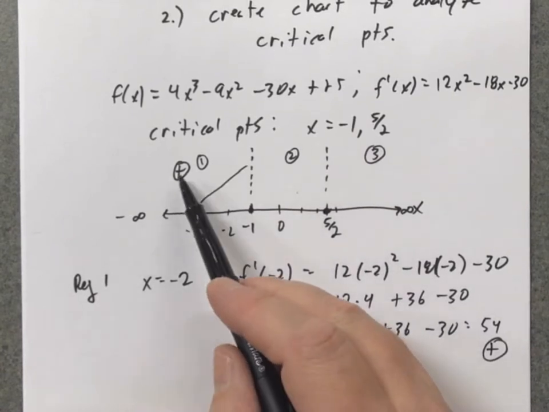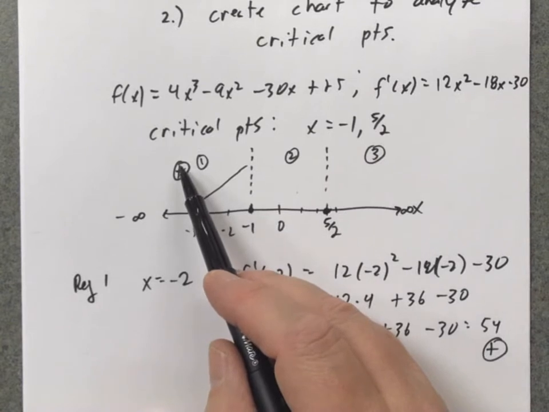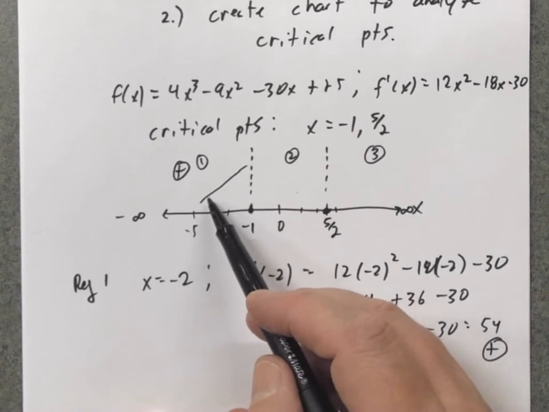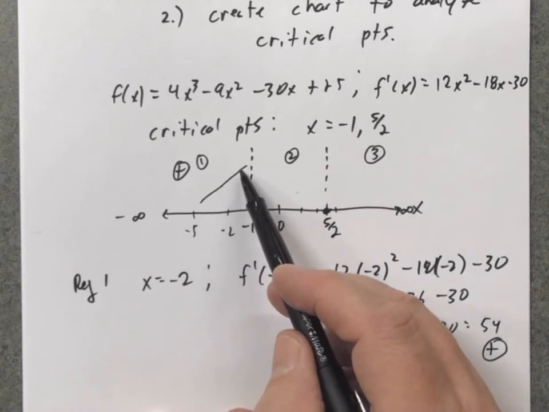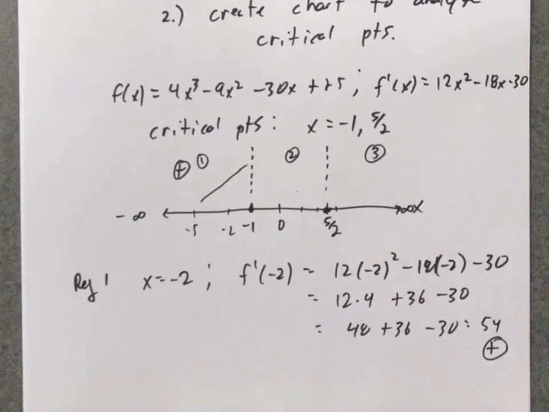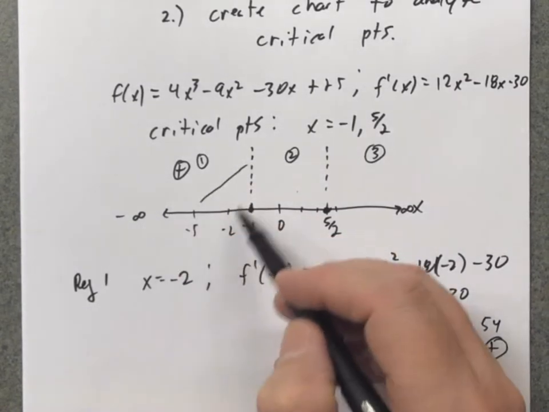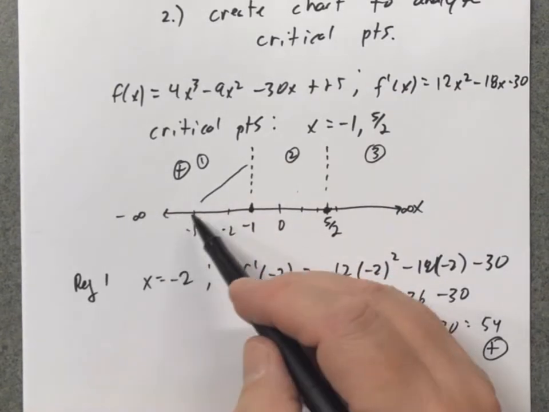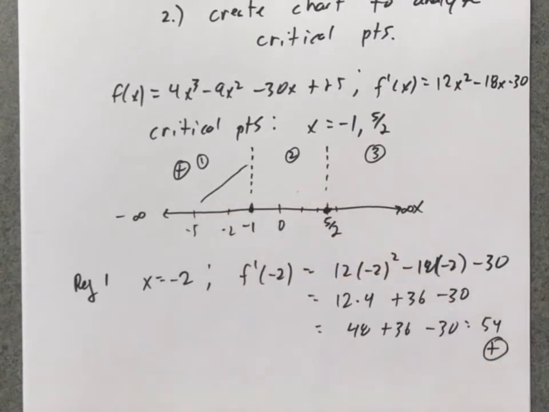How would I know that? Because I know the first derivative is positive. A positive first derivative means your function's increasing. It's like a positive slope, it's going up. I have now just determined that in this area of the graph, my function is going up.